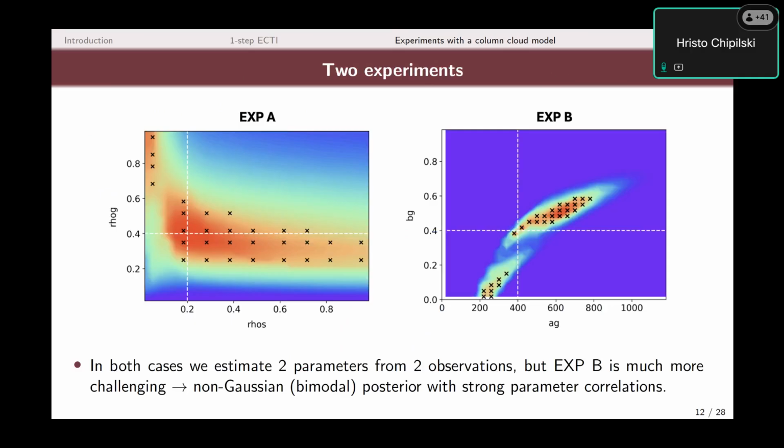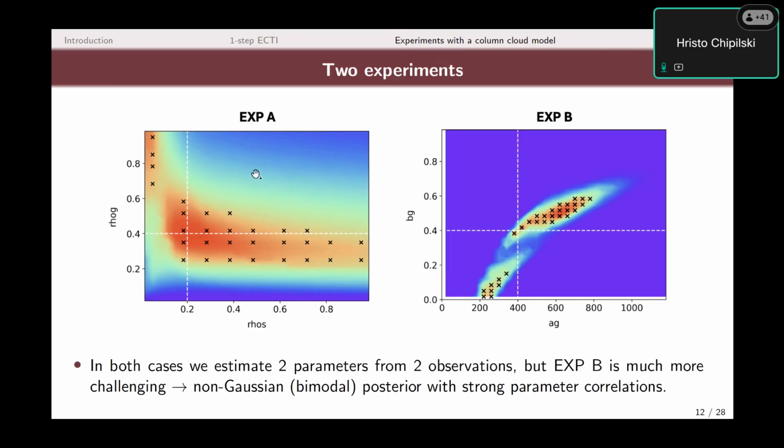In both of these configurations, we have two observations of long wave and short wave radiation, and they differ by what we try to estimate. So here on the left, we have the densities of graupel and snow particles, and on the right, we have the fall speed parameters related to graupel particles. The reason why we're interested in these two configurations is that they share different complexity in the Bayesian posterior. Experiment A is much simpler in terms of the posterior structure, whereas experiment B has this really complicated bimodal posterior structure, so much harder to solve using standard methods.